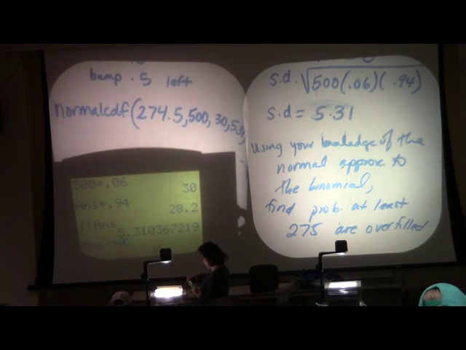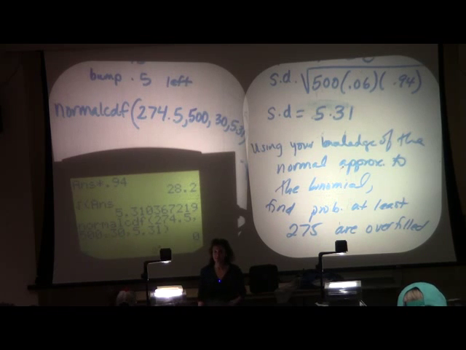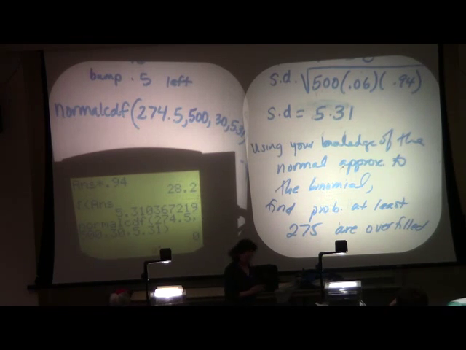All right. So what would this look like? We would put in 274.5, comma 500, and then we have 30 and 5.31. This isn't bloody likely. As I said, probability is 0.